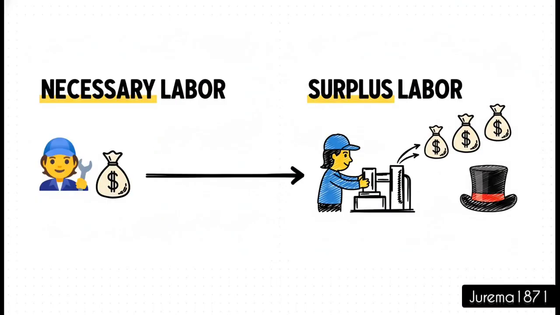So here's the split. You've got what he calls necessary labor. Think of this as the time you're working just to cover your own wages, to earn your keep. But you don't stop there, do you? The rest of the day, that's what he calls surplus labor. And get this, that's the time you're essentially working for free, creating pure profit for your boss.